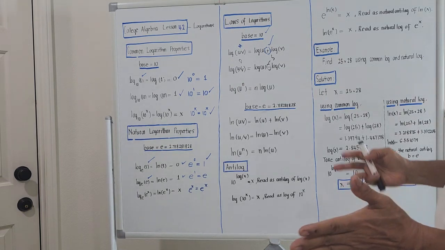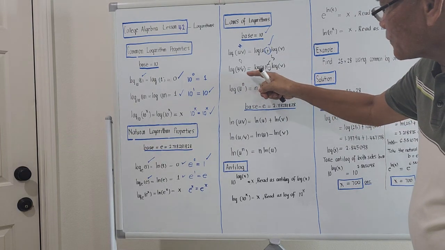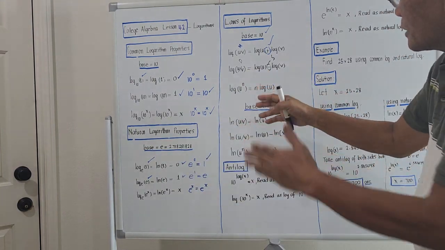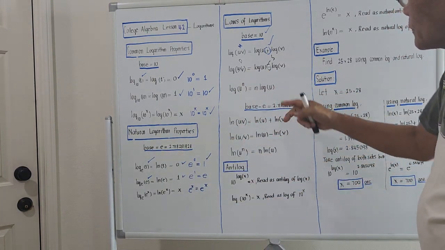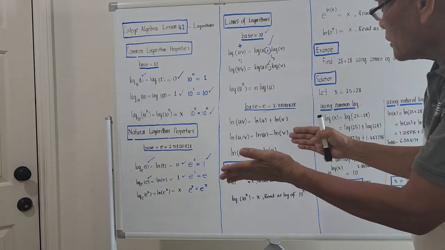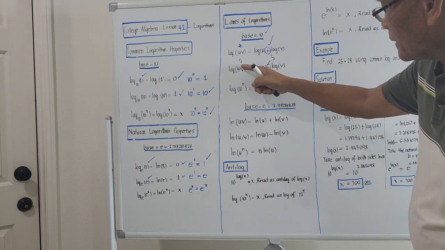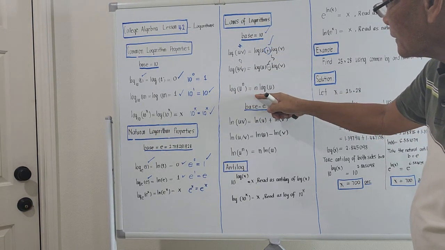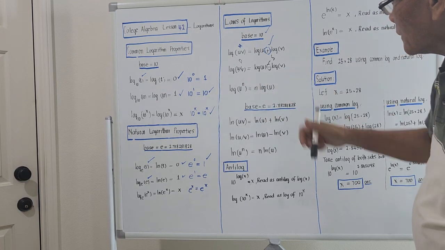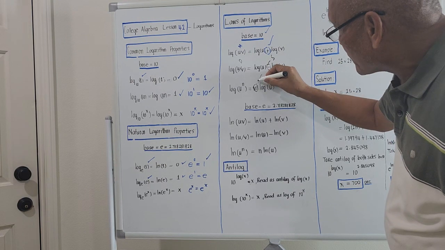Okay? Last one. The common logarithm of u raised to the n power. If we try to simplify this one, the power n we could bring it down. The common logarithm of u to the n can be written as n times the logarithm of u. Okay? This one, we could bring it down.